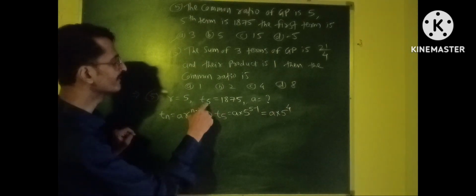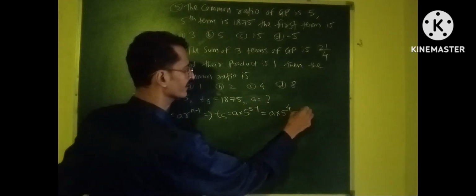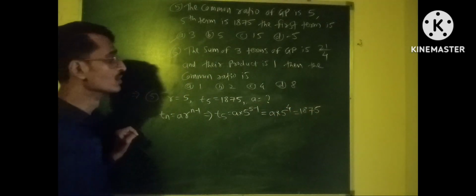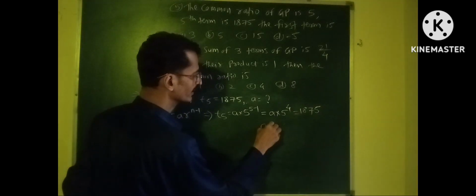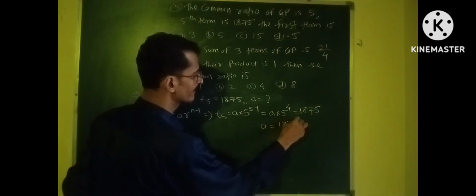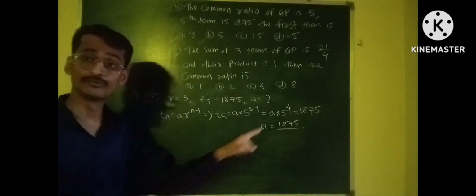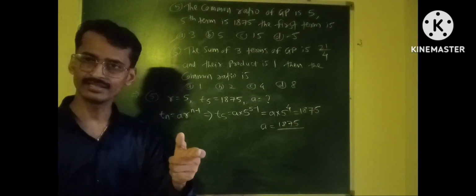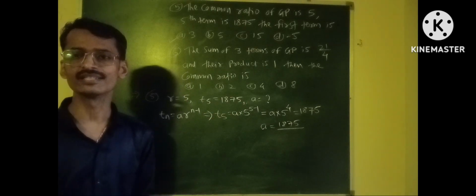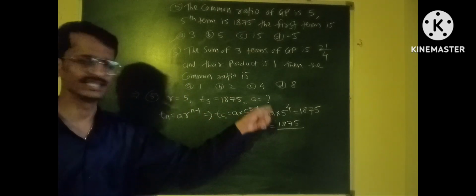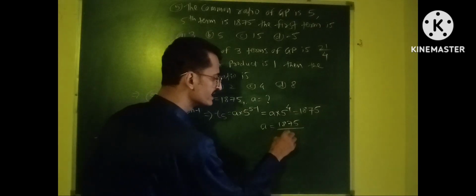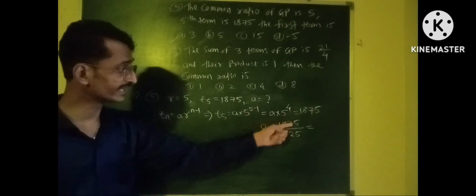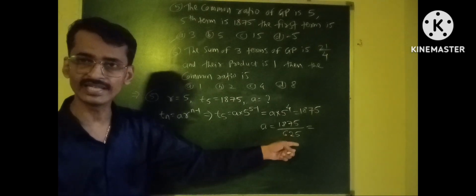Now what is given? T5 is given 1875. So a is 1875 upon 5 raised to 4. Now what is 5 raised to 4? 5 into 5 is 25, and 25 into 25 is 625. So check this, 5 raised to 4 is 625. So divide 1875 upon 625.